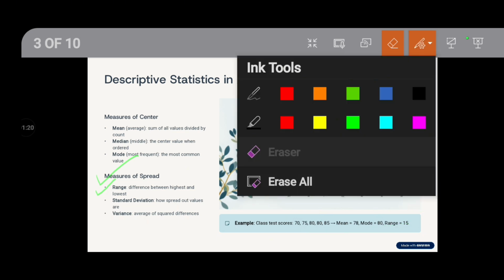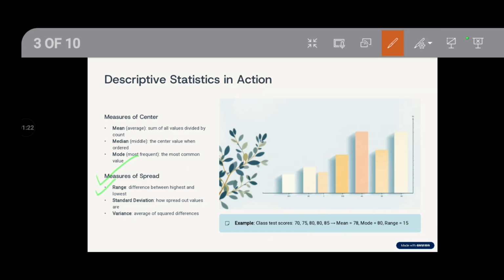Okay, so let me pick a dark color. Now if we look toward the standard deviation, it is very important, and trust me, it's going to be used in statistics a lot. Standard deviation is how spread out our values are. Let me write down the formula.